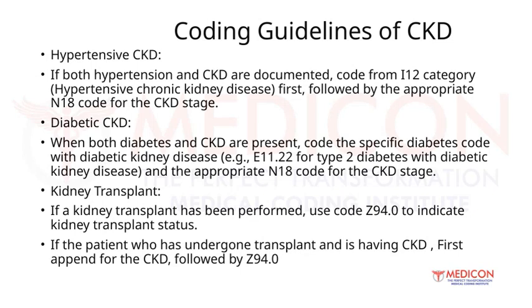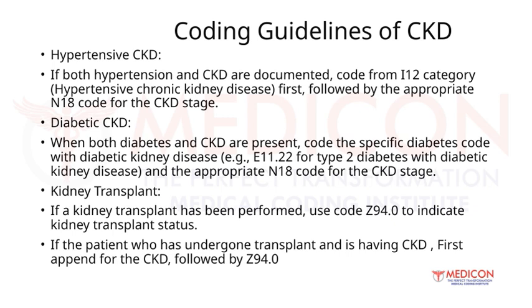Let's go over some important coding guidelines for CKD, specifically for cases involving hypertension, diabetes, and kidney transplants. First, in hypertensive CKD cases, when both hypertension and CKD are documented, we need to code from the I12 category first. That's the code for hypertensive chronic kidney disease. After that, we follow with the appropriate N18 code that indicates the stage of CKD.